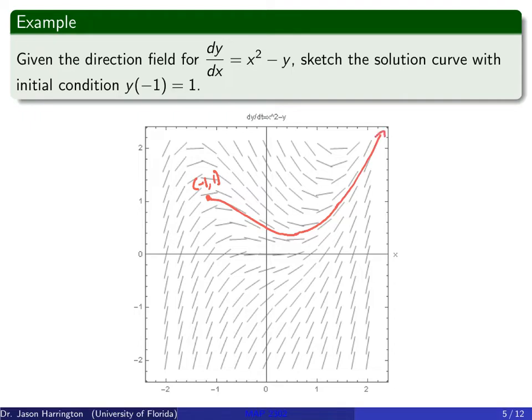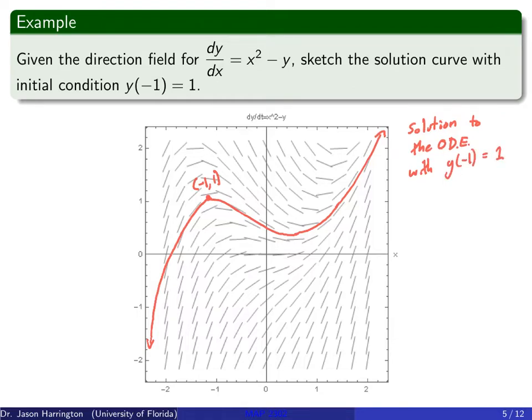And that's what it would look like on the right. And on the left of x equals -1, it looks like it's just going to go down. And so this will be our solution curve to the ODE with initial condition y of -1 is equal to 1.